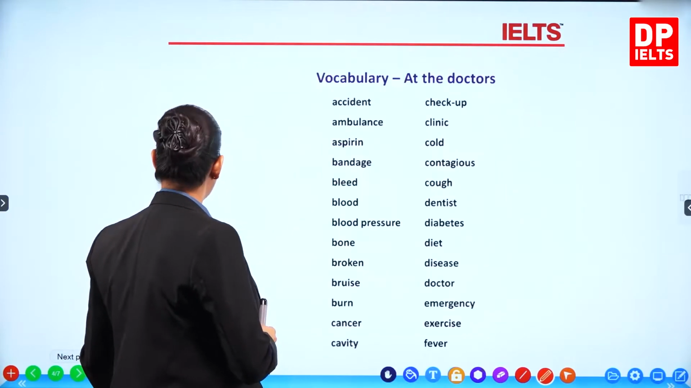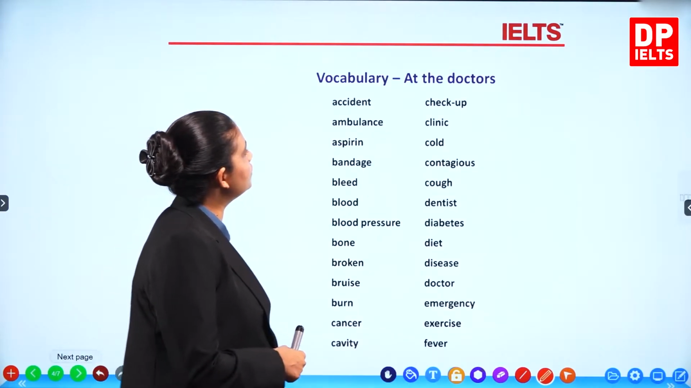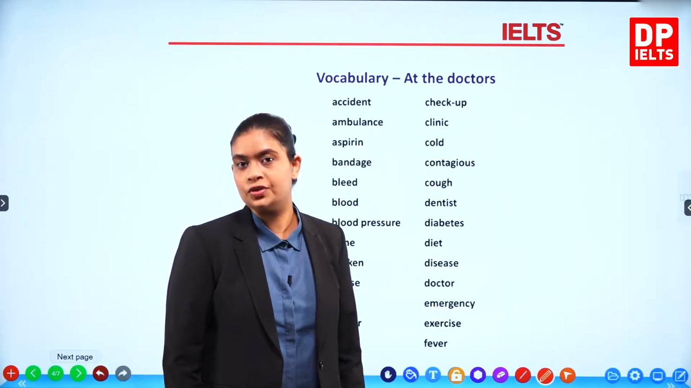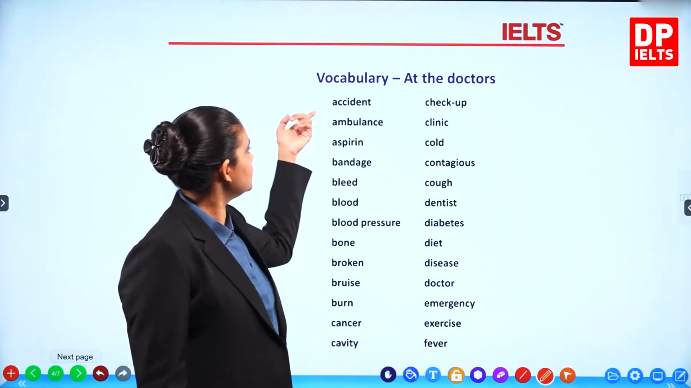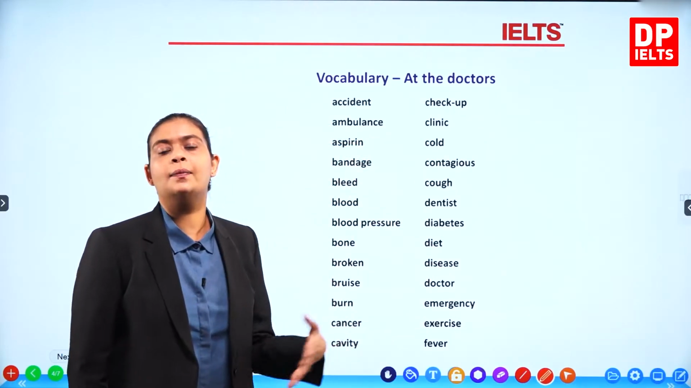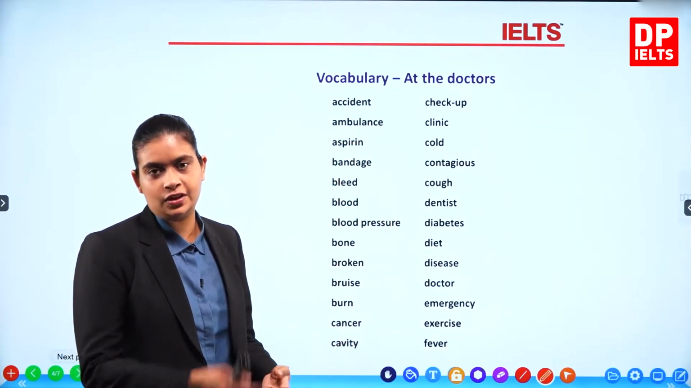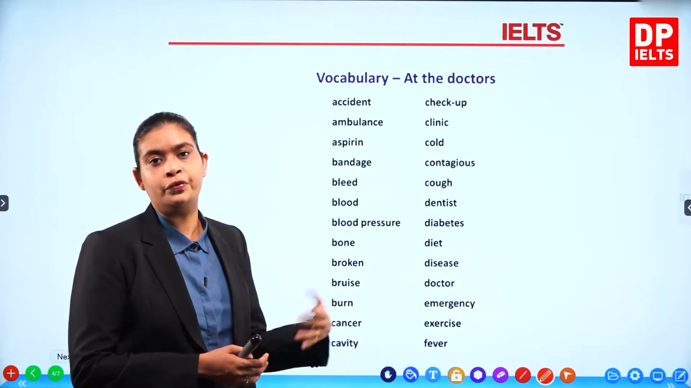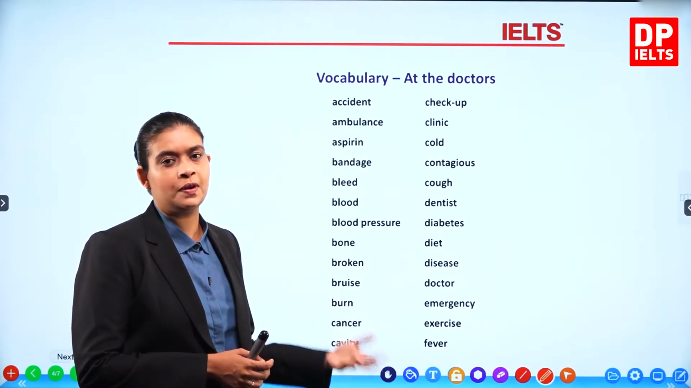Right. So, let us move on to the vocabulary at the doctor's. First one is accident. This is when something happens accidentally. So either you cut your hand or you fall from some place, right? You sprain your ankle.